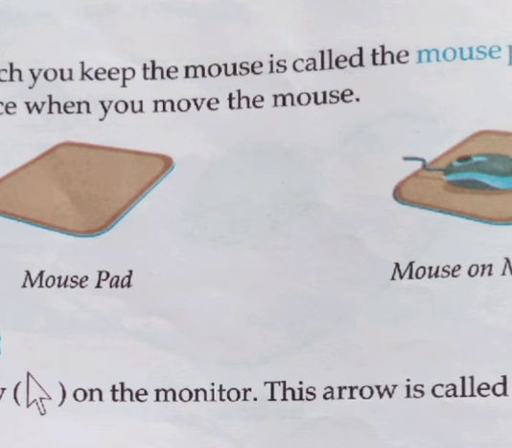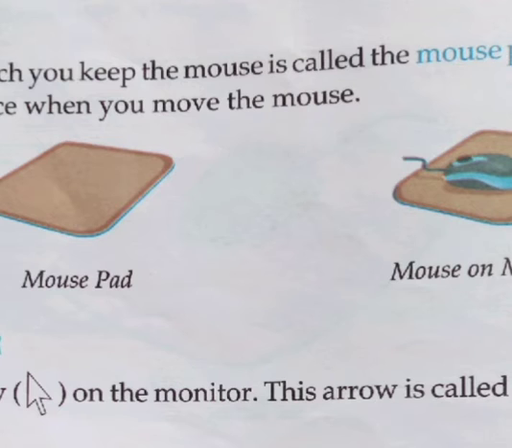Next, mouse pad. You can see a picture of a mouse pad on your screen. The pad on which you keep the mouse is called the mouse pad. It provides a smooth surface when you move the mouse. So there are 2 pictures. One is of a mouse pad and another is of a mouse on a mouse pad.